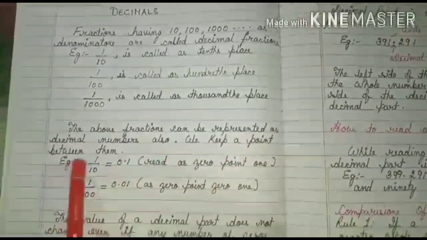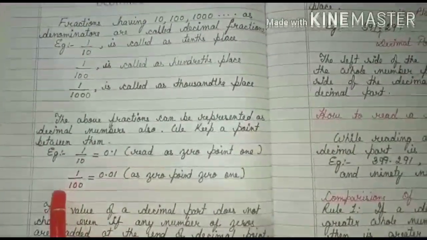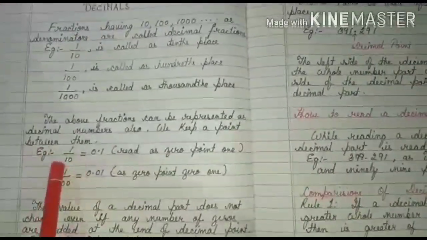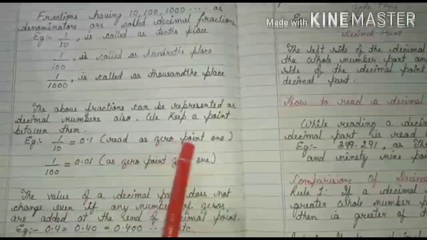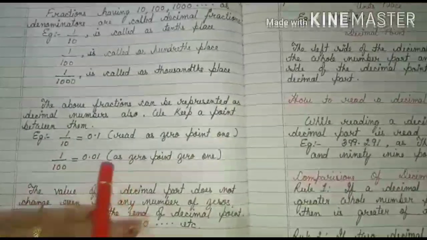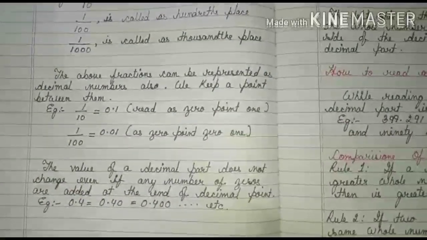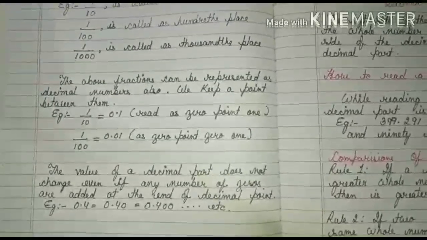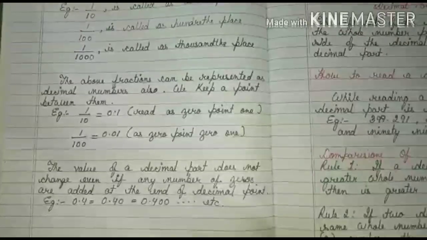Let's see the example. 1 by 10 can be written as 0.1, 1 by 100 as 0.01. So when we read the fraction 1 by 10, we will read it as 0. When it is converted to decimal form, it will be read as 0.1, and 1 by 100 will be read as 0.01. The value of a decimal does not change even if any number of zeros are added at the end of the decimal part. Example, 0.4 is equal to 0.40 is equal to 0.400 and so on.